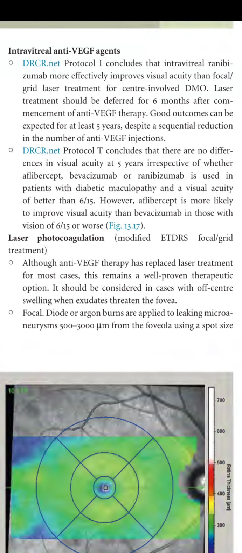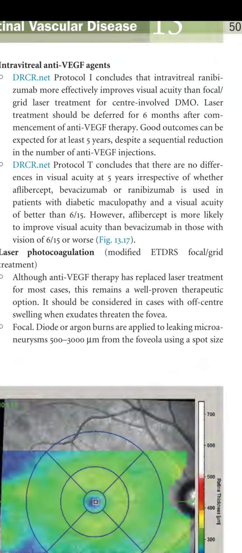Next is DRCR.net protocol T. Protocol T concludes that there is no difference in visual acuity at 5 years, irrespective of whether aflibercept, bevacizumab, or ranibizumab is used in patients with diabetic maculopathy and a visual acuity of better than 6/15.